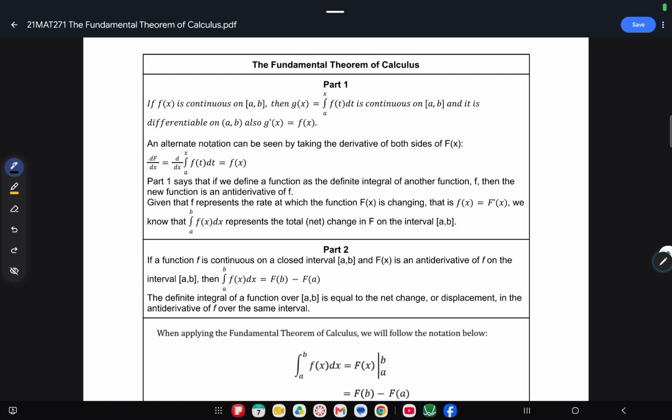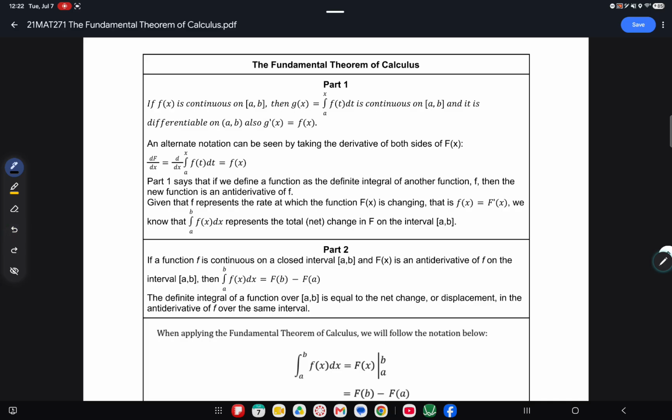All right, we're going to be looking at the fundamental theorem of calculus, and there's two parts to it. So the first part is if a function f is continuous on [a, b], then we can say that g of x, the integral from a to x of f of t dt, is continuous on that same interval [a, b] and differentiable on (a, b). And also that the derivative of g is f of x.